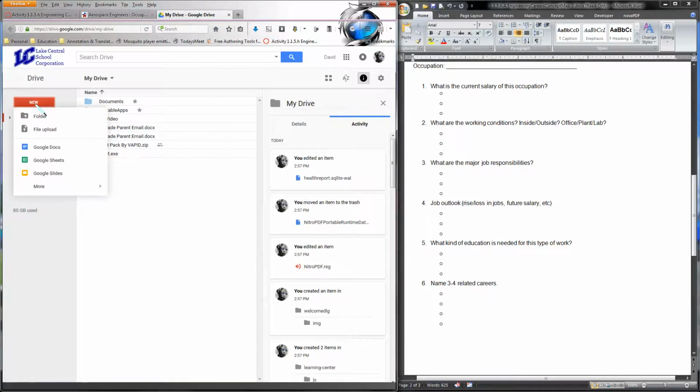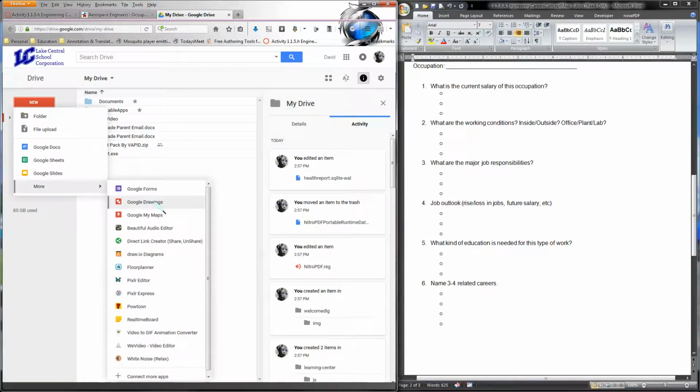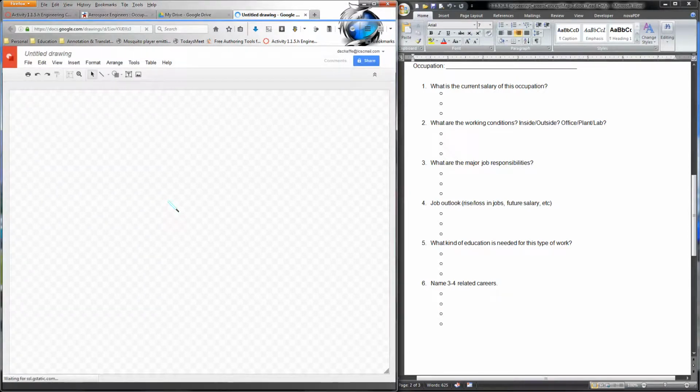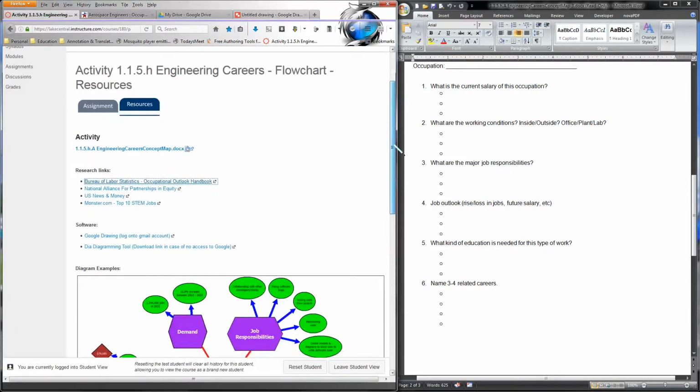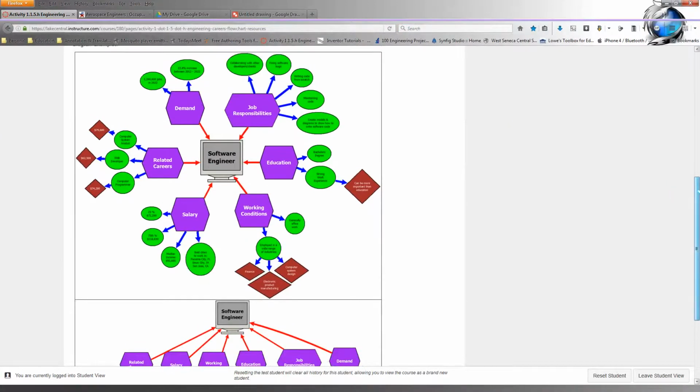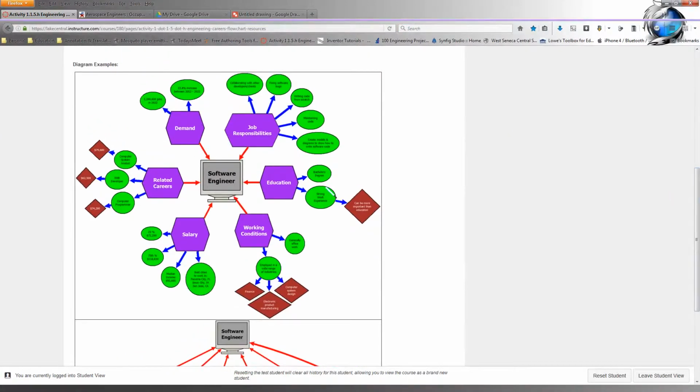You'll need to select new and then go to more, Google Drawings. And that's going to allow us to make a drawing. So these different apps have different features, and so we're going to make a graphic from this. So you have some tools here at the top. So you'll want to either start at the top and work your way down, or start in the middle and work your way out, depending on how you want to make the chart. So you can use what I have here to kind of cheat and look at.